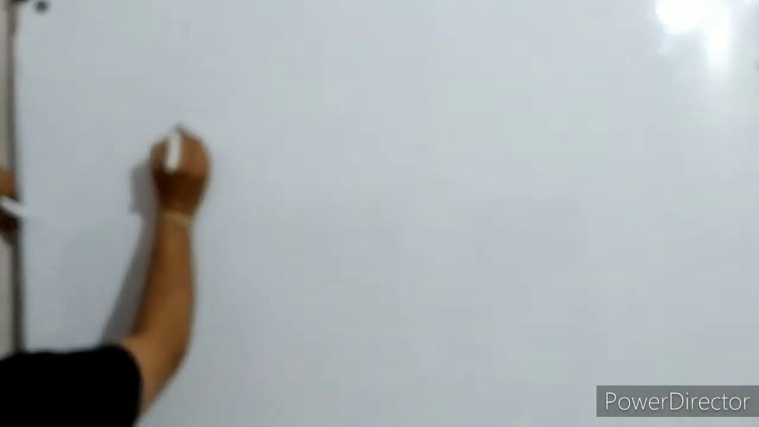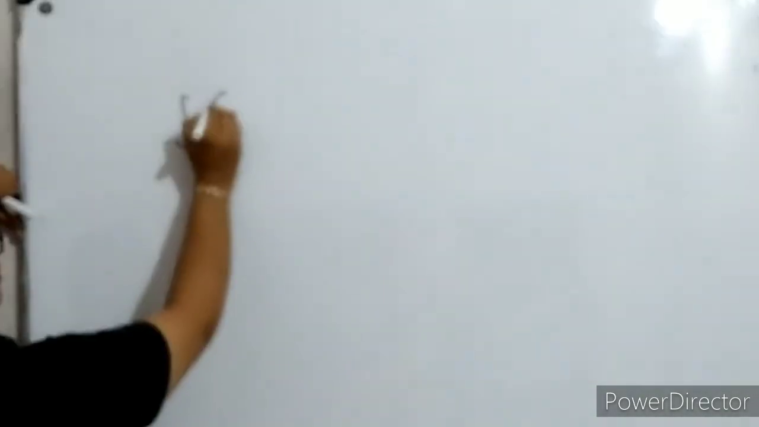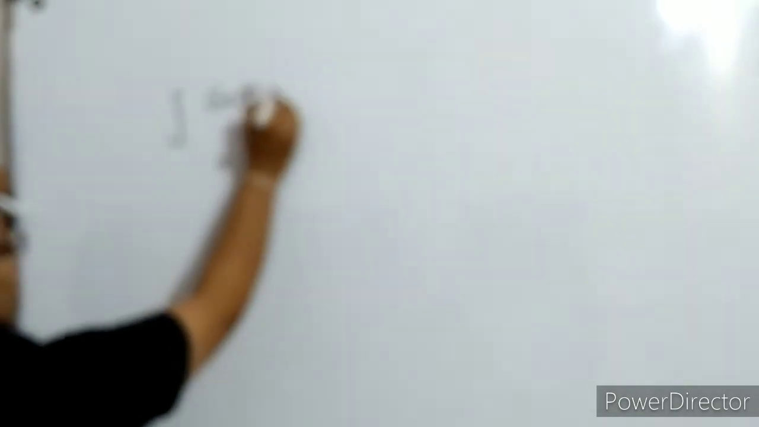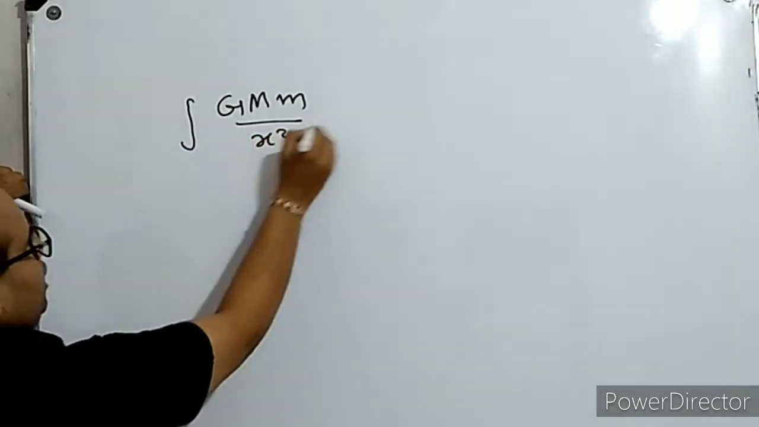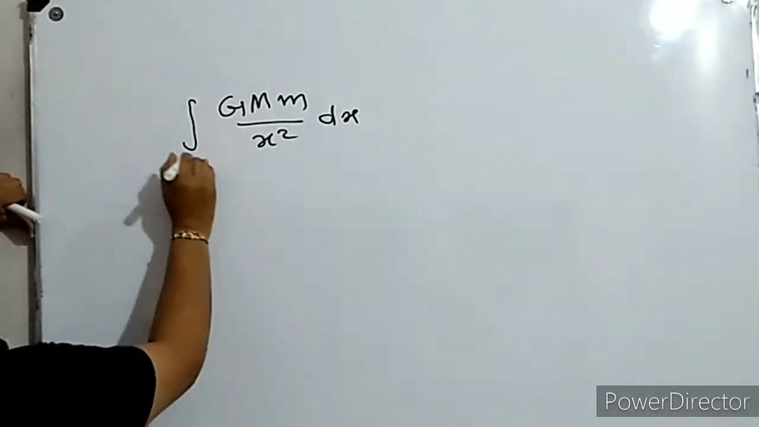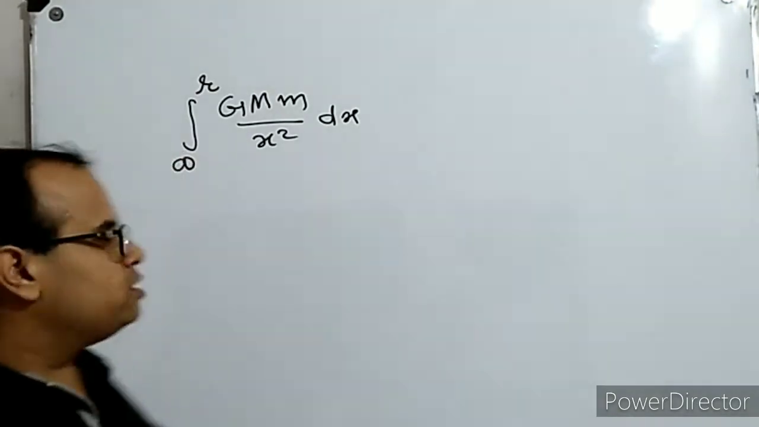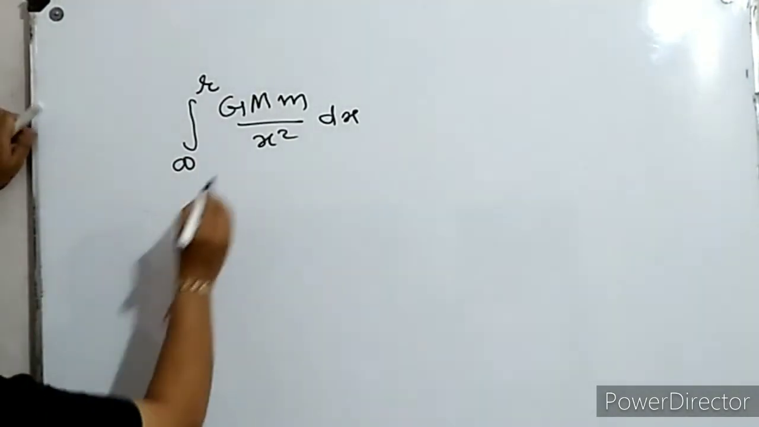Friends, today we are going to see some very important integrations. So let us see one type of integration which is like this. Suppose you have to integrate GMm upon x square dx, under the limit infinity to r. Okay. So if you have to integrate this, then how will you proceed?